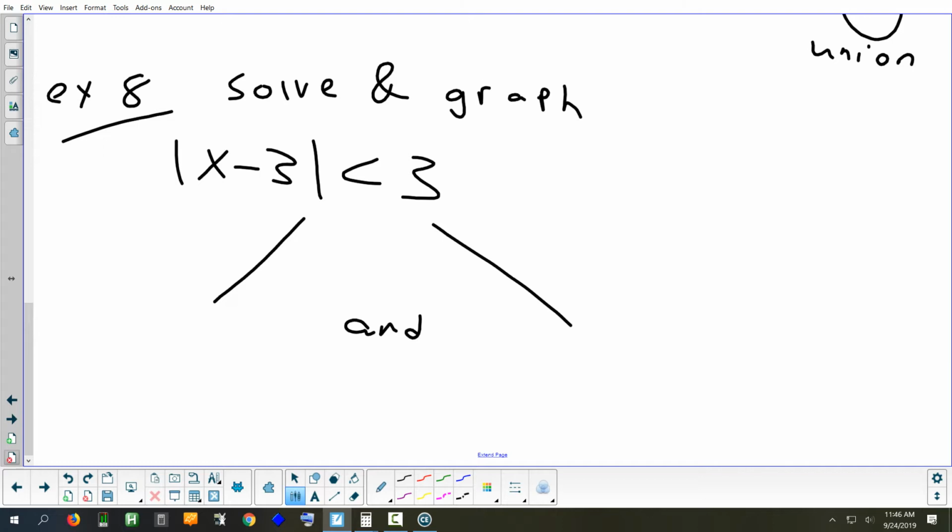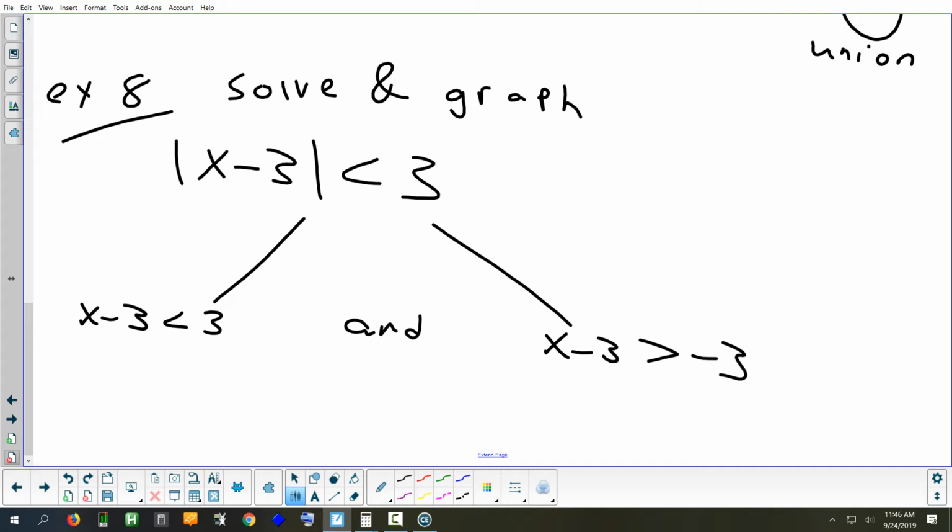What's my first inequality? Yep. What else? Is less than 3. And what's my second inequality? X minus 3 is greater than negative 3. Yes, x minus 3 greater than negative 3. Oh, I get it. Where did you get the negative 3?